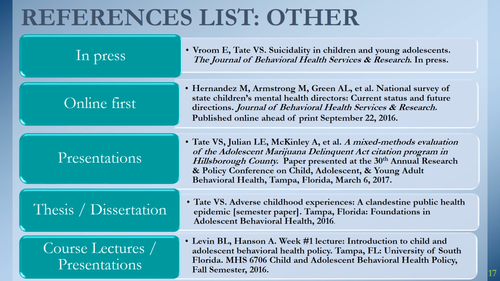And then lastly, for the references list, here are some examples of the most common types of citations not previously covered in this presentation. The first 2, in press and online first, are similar but represent 2 different time periods in the acceptance process. In press indicates the paper has been accepted to a journal but may still be undergoing editorial changes or has not yet been published online nor a printed copy released.